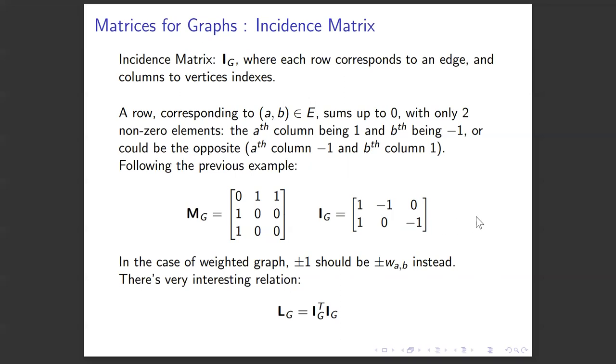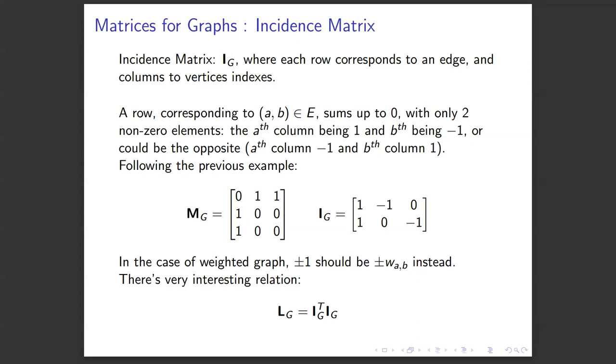So for each row is an edge. Here we can see whether node A is the start point or end point. Because it's undirected, the start node or the end node is not so important. For start nodes, I will assign the value 1, and for the end node, I will give it minus 1. So this will be a very large and sparse matrix.